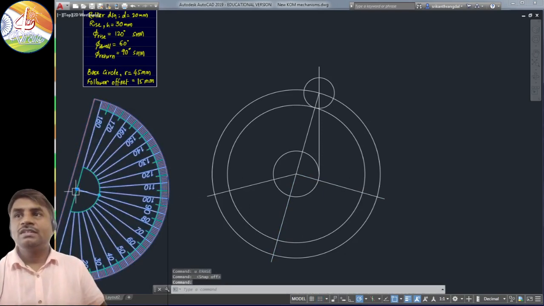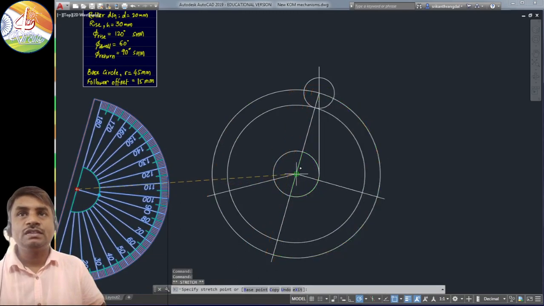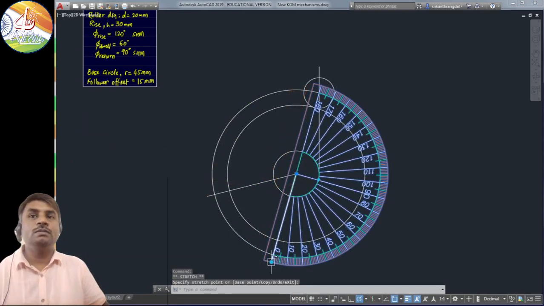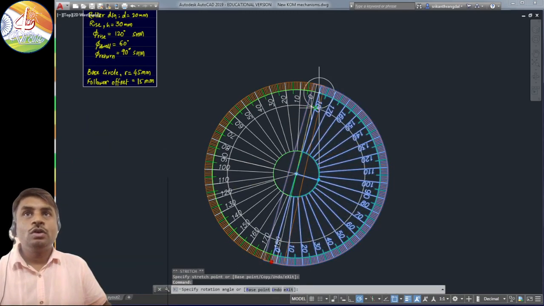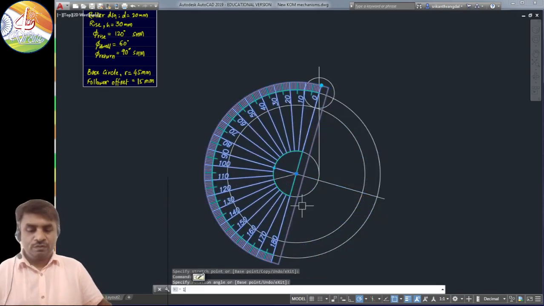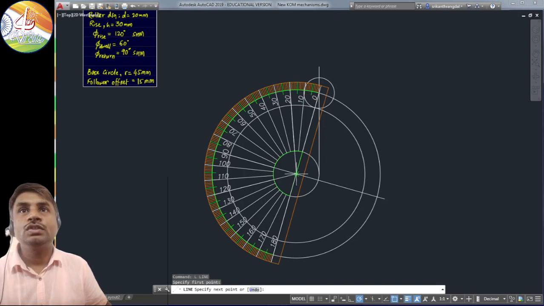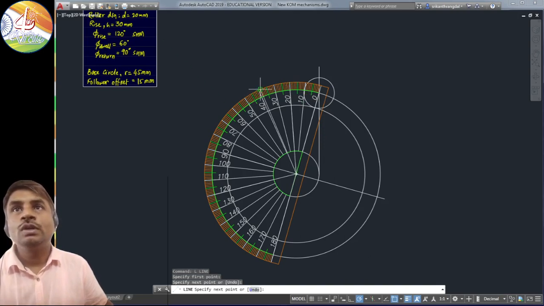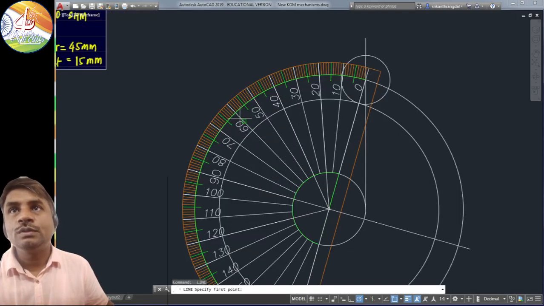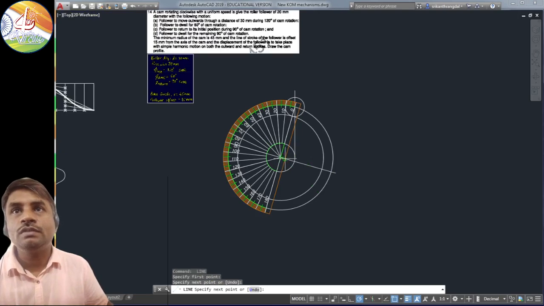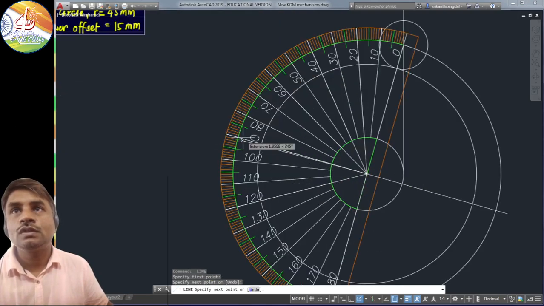Okay, so the next step for us is to divide this 120 degrees into an equal number of parts. So how many parts are we going to take? We're going to take 6 parts, and 120 by 6 will provide us with 20. So at gaps of 20 we need to take these divisions.